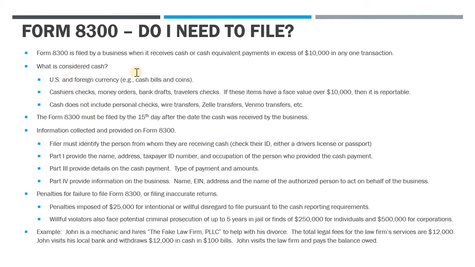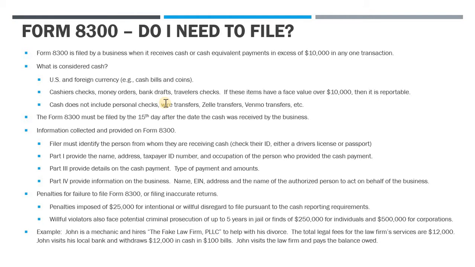So the 8300 is filed by a business if it receives cash or some type of cash equivalent and the payment exceeds $10,000 in that transaction. So if you're a business selling consulting services, or you're a law firm selling your time, legal services, and a client pays you more than $10,000 to settle the invoice in cash, you've got to file the 8300.